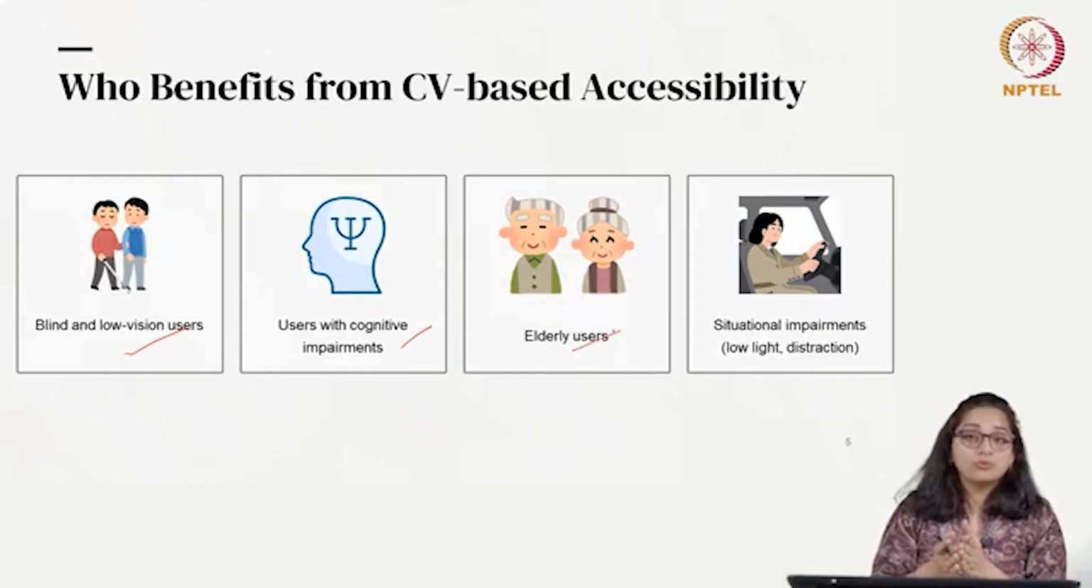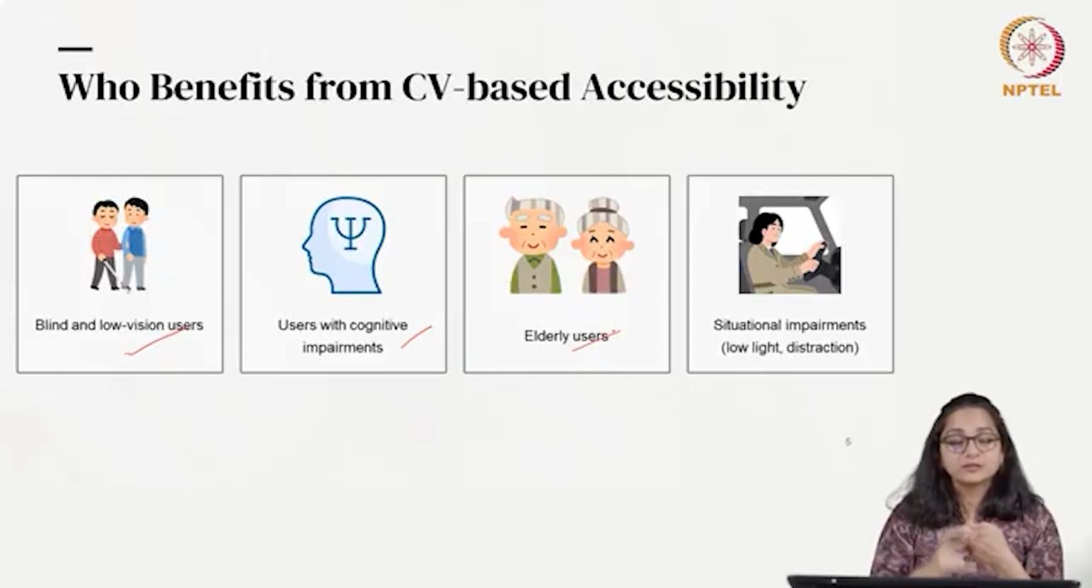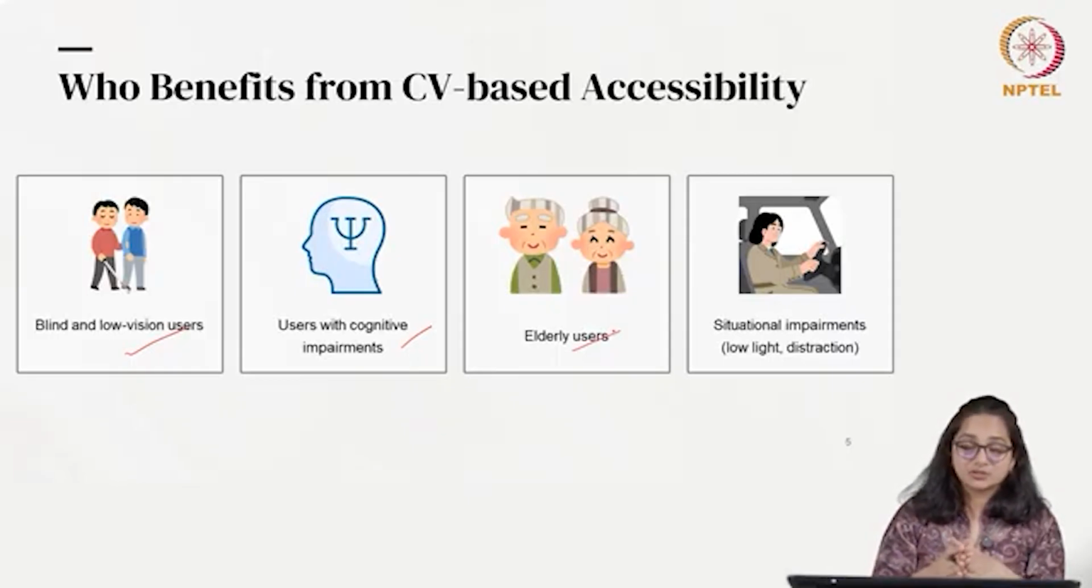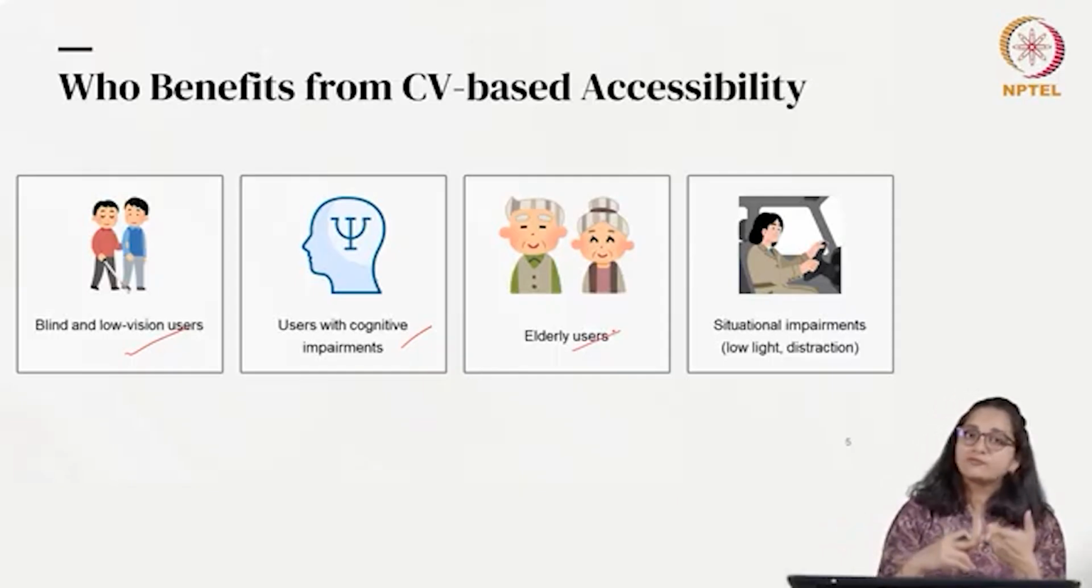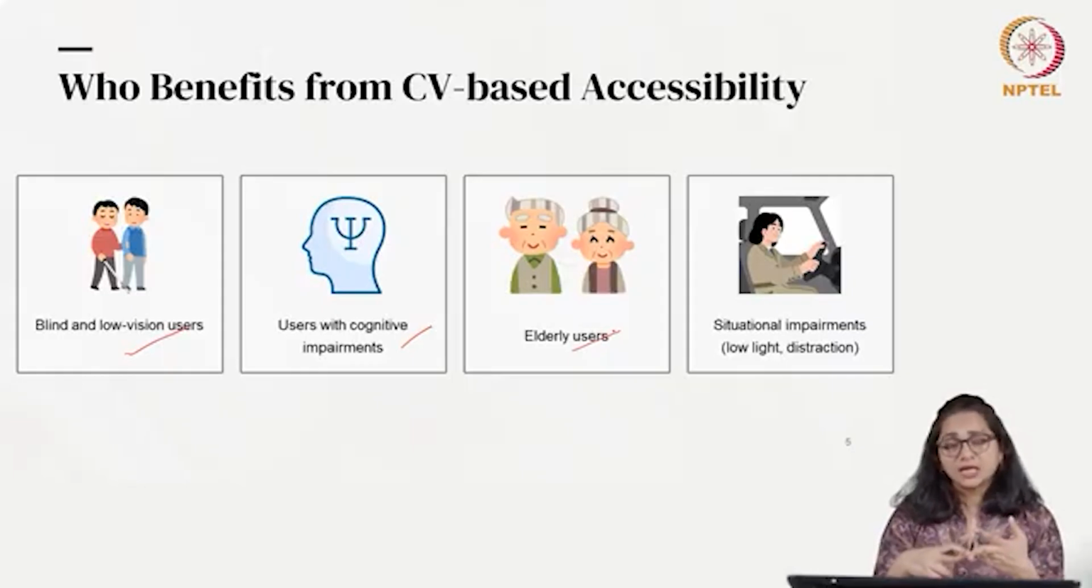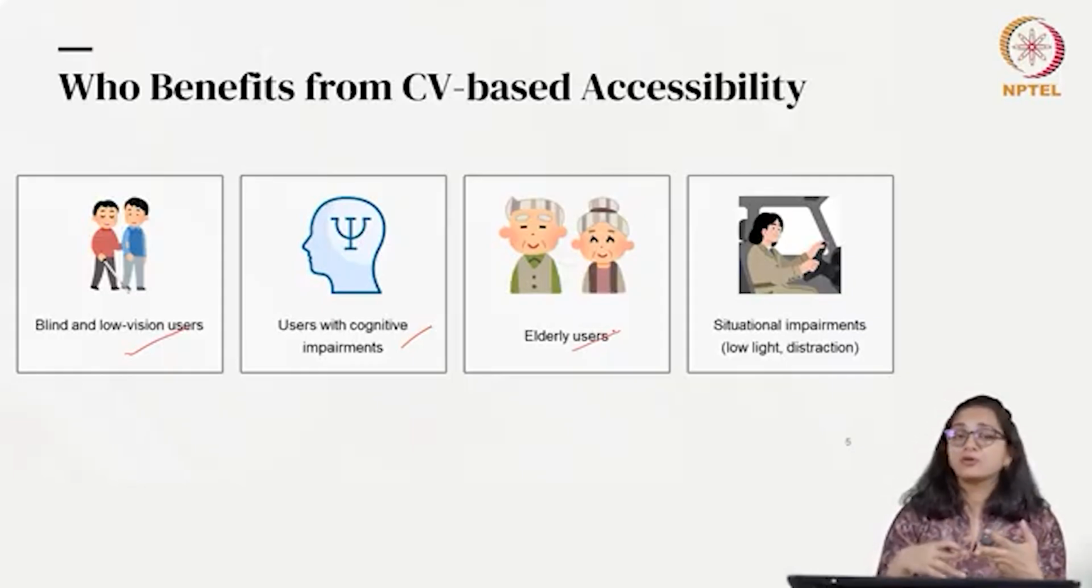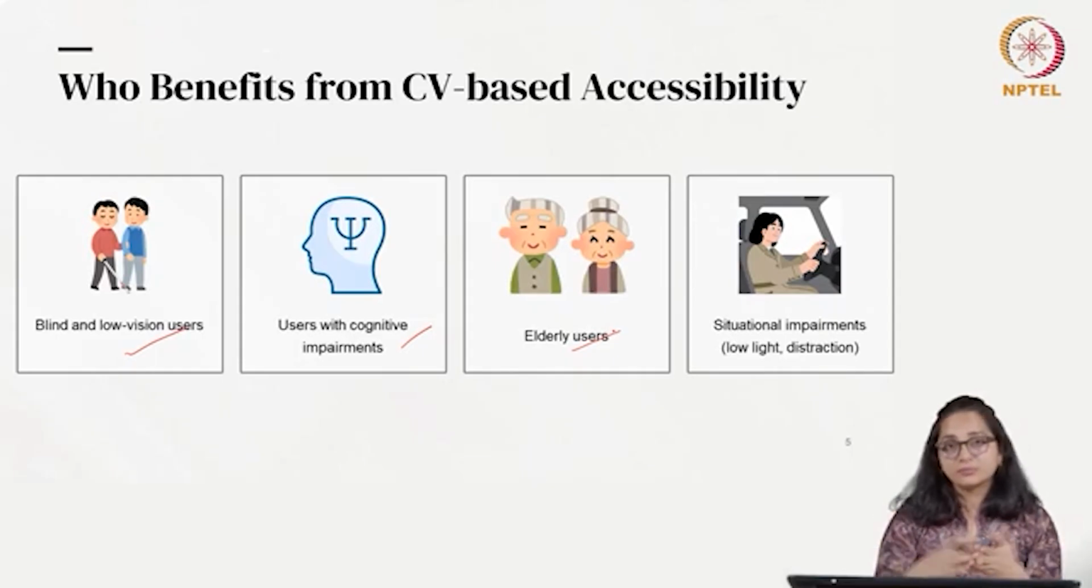Similarly, people who are elderly may have diminished cognitive capabilities as well as declined visual capabilities. So for them also, computer vision based accessible applications can be really helpful, either in the form of web accessibility, in the form of screen based interactions, or in the form of navigation applications. There may be multiple solutions which can benefit users who are elderly.